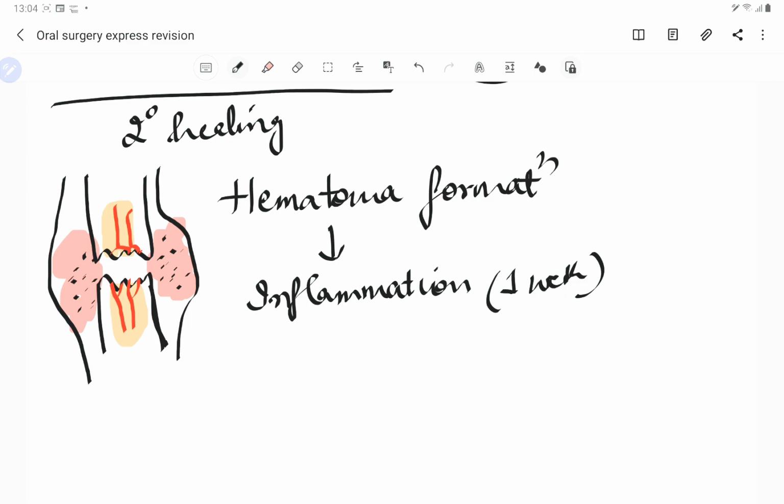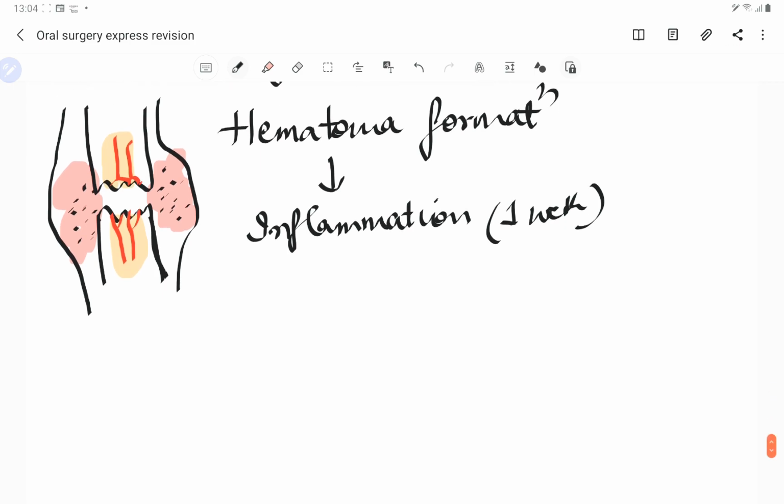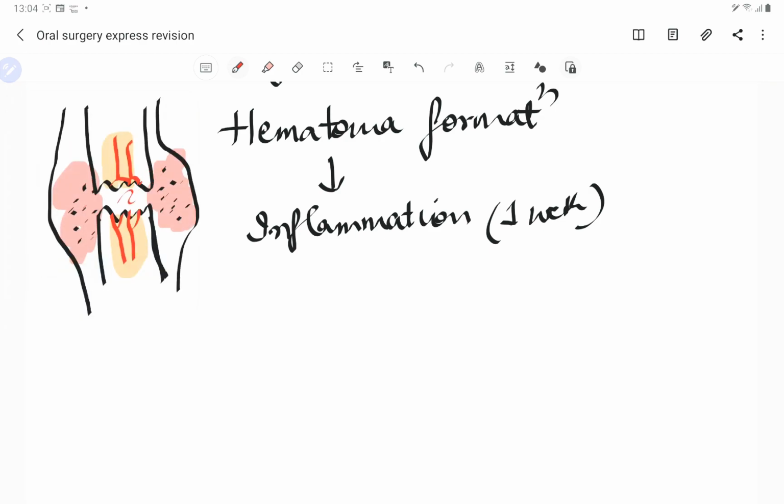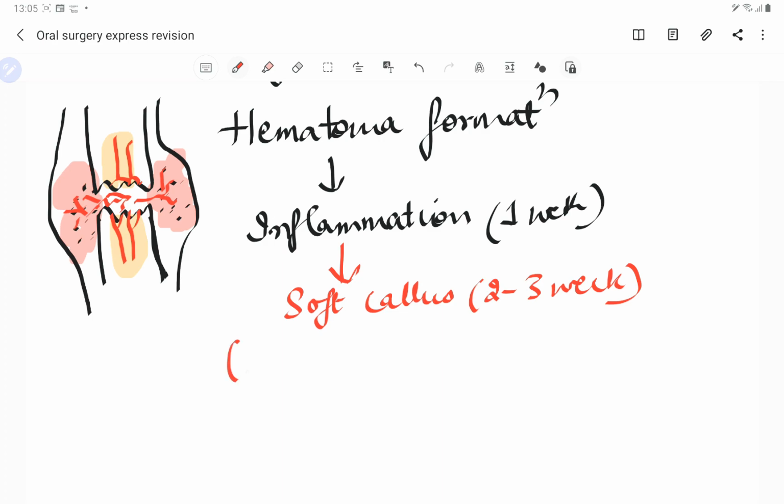Now guys, after 2 to 3 weeks, new blood capillaries are formed, because of the growth factors and all. The new capillaries which are formed, we call it the soft callus, which is at 2 to 3 weeks. Basically it is a meshwork of the granulation tissue, formed because of the inflammation process.